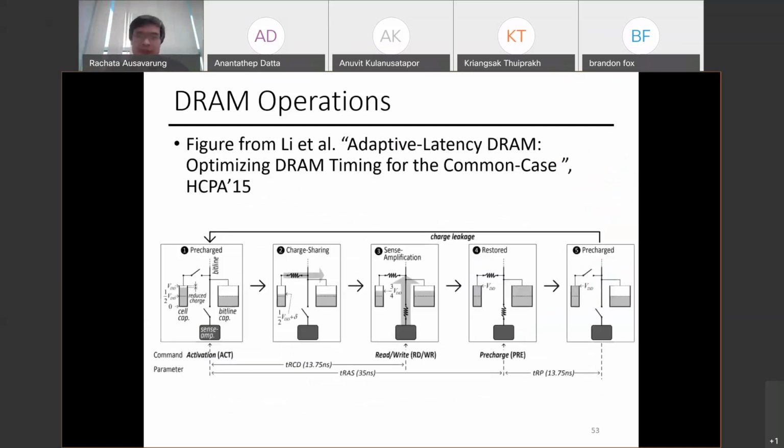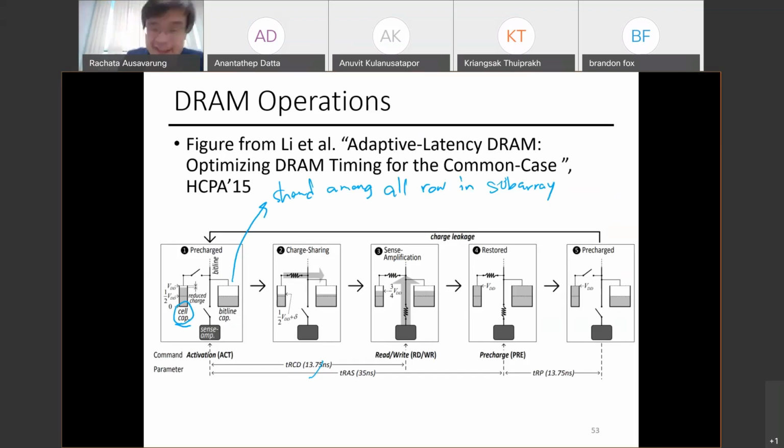So here's a quick operation. These caps stand for capacitor, a capacitor that stores the cell's data. This is shared amongst all rows in a thing called a subarray. A subarray is basically a smaller unit inside the DRAM bank. It shares this much bigger capacitor, and hopefully this bigger capacitor allows you to have more electrons so you can read from it. What will happen is originally everything is pre-charged.